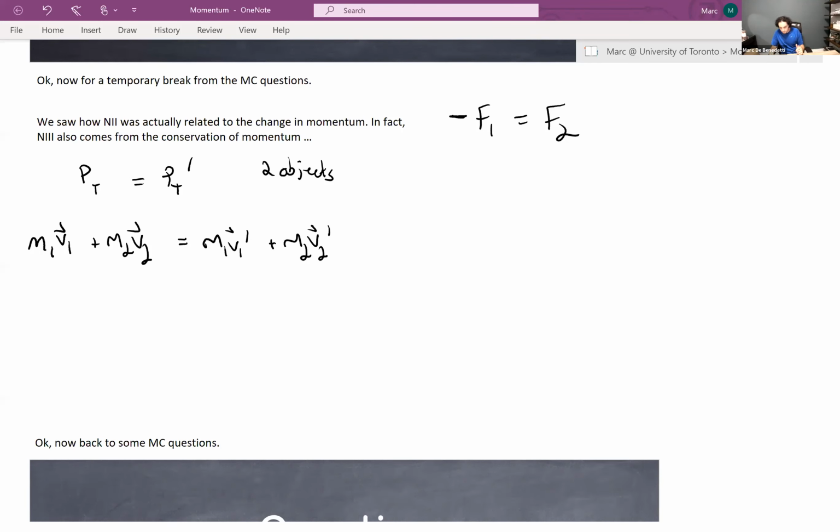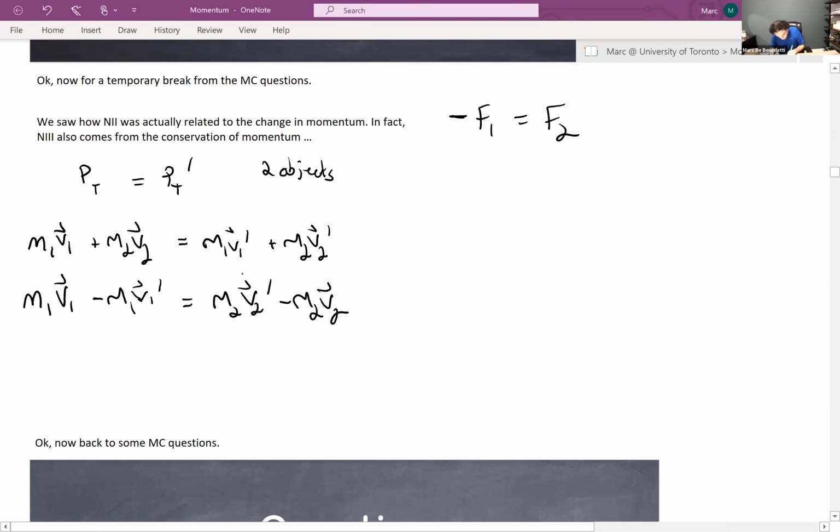So this says F1 equals, well, minus F1 equals minus F2. That tells me we have to gather everything with a subscript of 1 on one side and push everything else with a subscript of 2 on the other side. So let's do that. M1 V1 vector minus M1 V1 prime equals M2 V2 prime minus M2 V2, vector. All right, there you go.